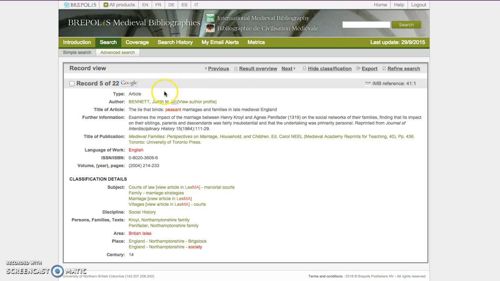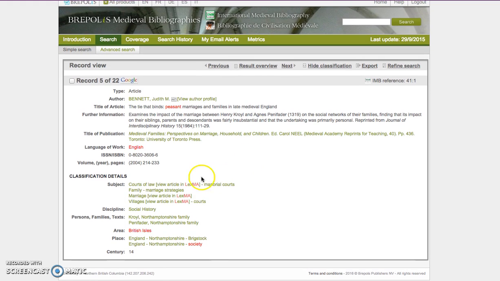So here's an article by Judith Bennett, and it gives me a brief description about what it's about, and the book that it comes in, Medieval Families, Perspectives on Marriage, but it also indicates that this was originally published in the Journal of Interdisciplinary History in 1984. So it's a bit older of an article, but it still could be useful.